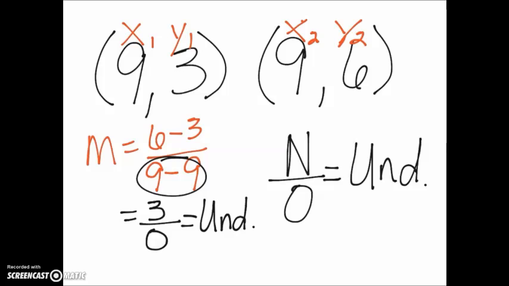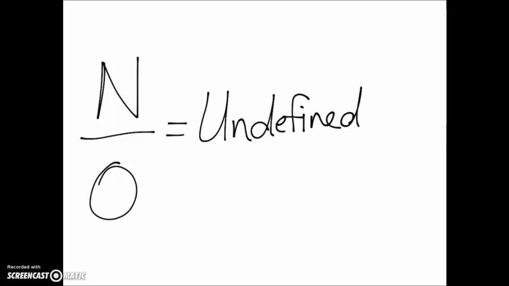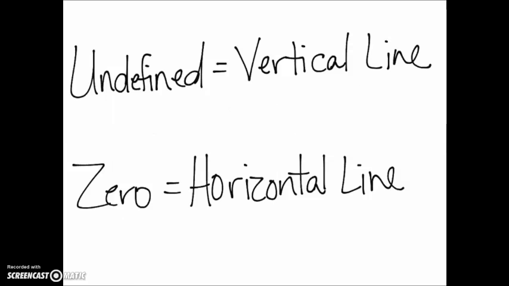Okay, now let's talk about what that means. Again, NO, if the 0 is on the bottom, it's undefined. If you have an undefined slope, you're going to have a vertical line. Vertical lines go up and down. So that would be lines like the y-axis. All of those vertical lines have undefined slopes. If, on the other hand, you had one like we did just before that, where you had 0 for a slope, that's going to be a horizontal line, like the x-axis.